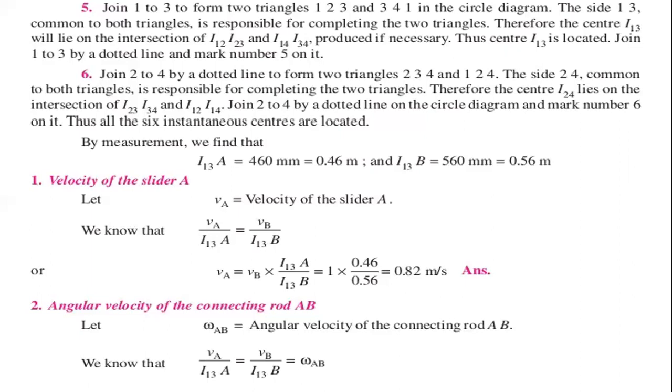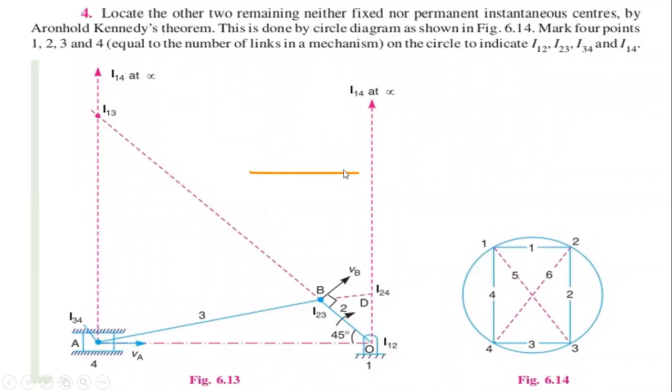By measurement we find that the distance from instantaneous center I13 to A is equal to 460 mm. So from the diagram we got that length, that is 460 mm, which is equal to 0.46 meters. And then the instantaneous center of 13 at the B position. So I am going to take it from the A position.